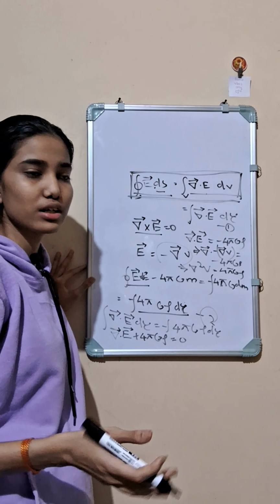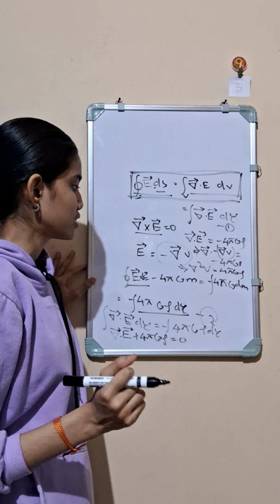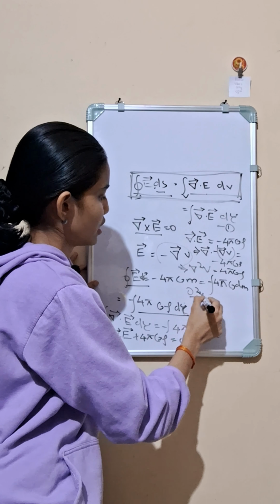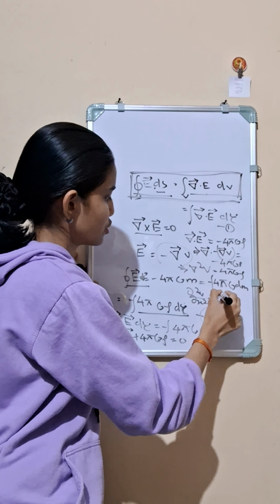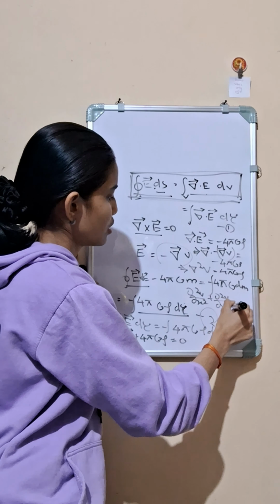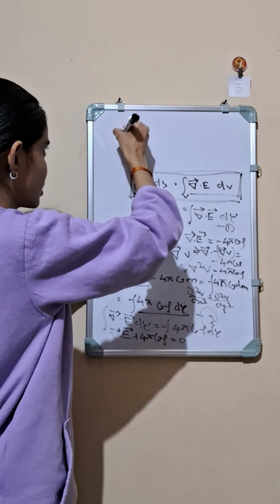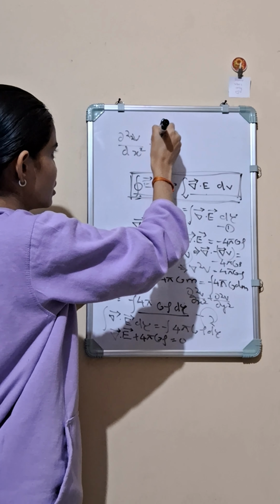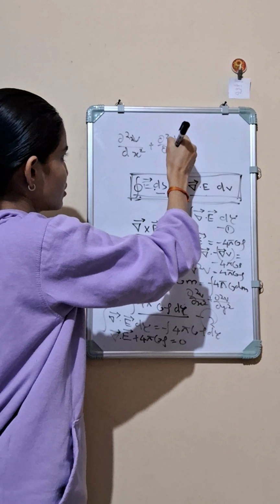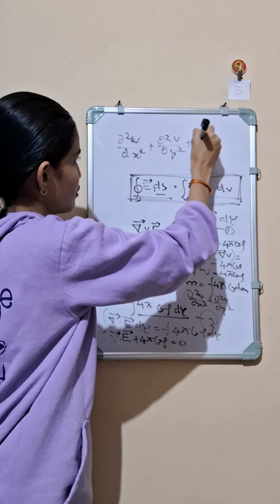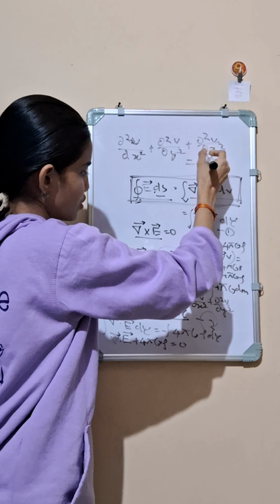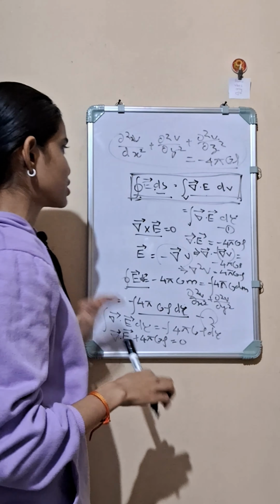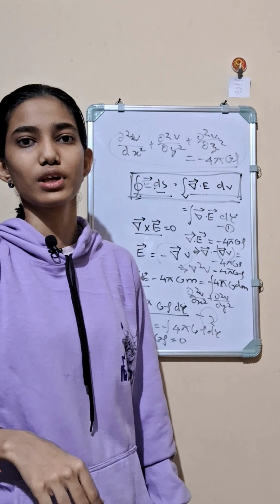If I write the form in the Cartesian coordinate system, I get d2V by dx squared plus d2V by dy squared plus d2V by dz squared equals minus 4 pi G rho. Let me write it here because it is our end result. This is Poisson's equation. This is for today. Thanks for watching.